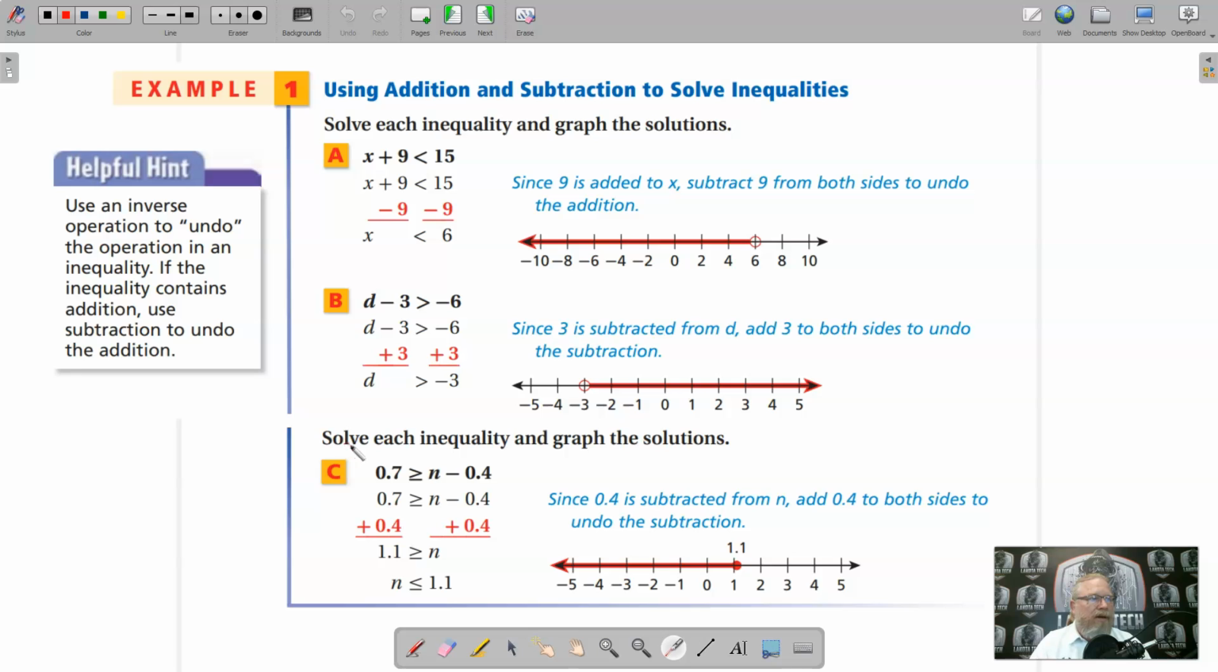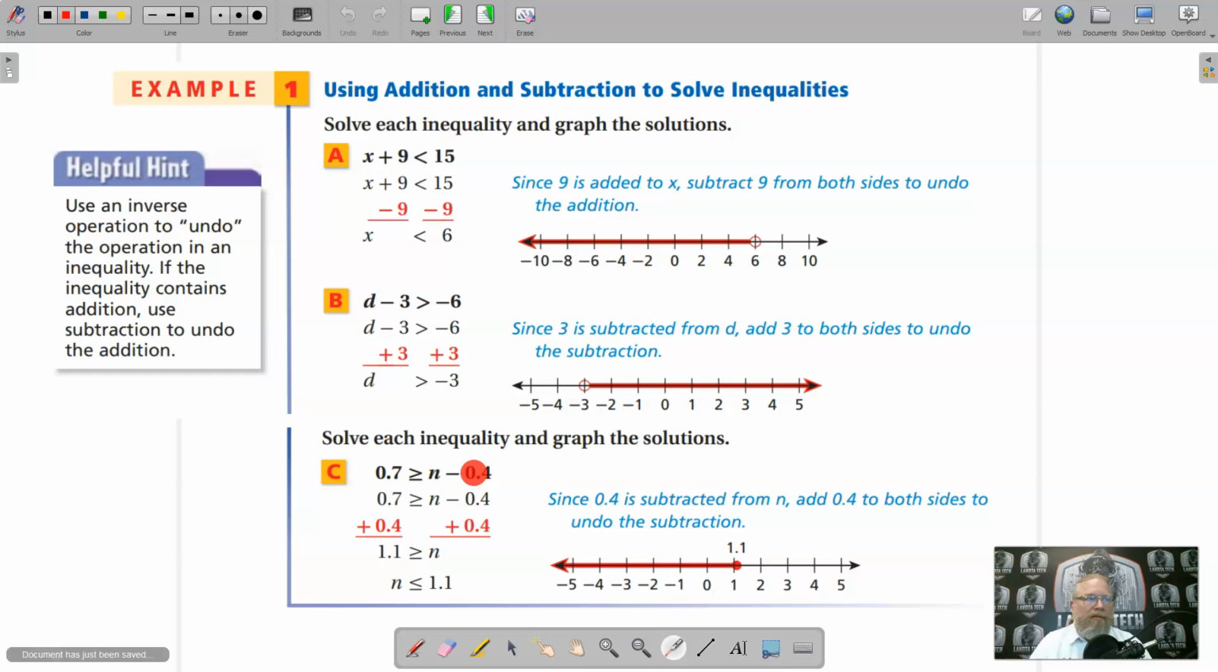For c, we're going to solve each inequality and graph the solution. This was from another page, that's why they gave us the instructions again, but this is still example 1, part c. Dealing with decimals here, no biggie though. 0.7 is greater than or equal to n minus 0.4. So this time, notice that our variable is over on the right. We can go ahead and solve it with it on the right. It doesn't have to be over on the left.